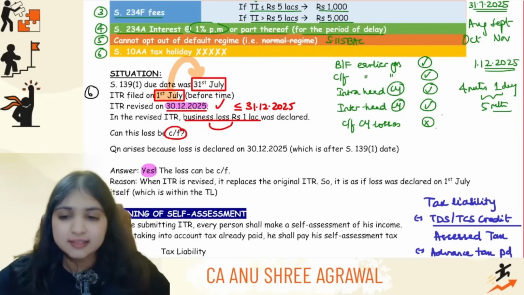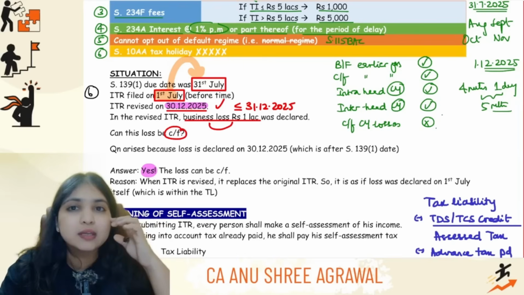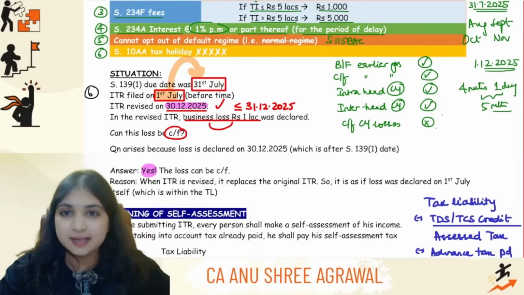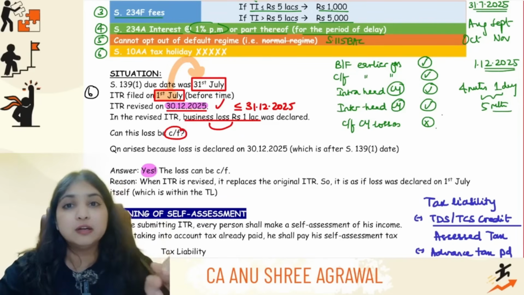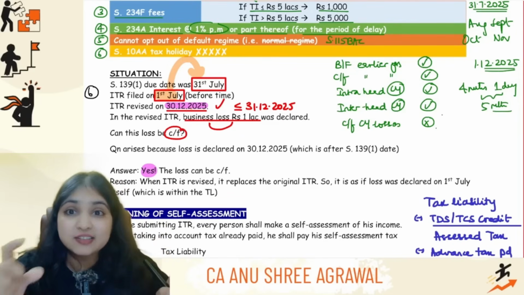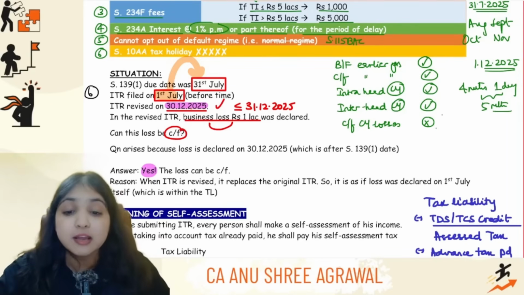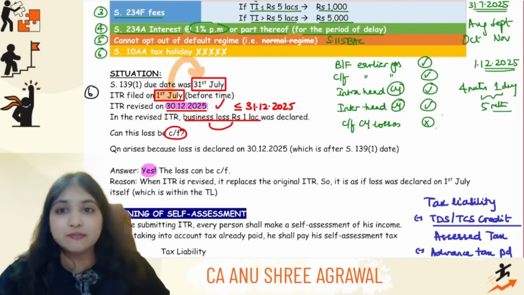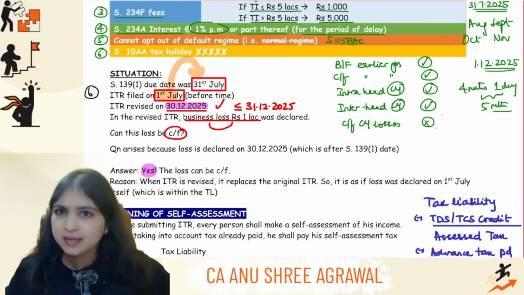So here in this situation, I just tried to combine two concepts. Concept number one is that you can carry forward current year losses only if you file ITR on time. If you file ITR late, you can't carry forward current year losses. And the second concept which I've combined over here is that once you file a revised return, the revised return replaces the original return. So it is as if you have declared losses on 1st July itself, in your original return itself. 1st July is within 139(1) date, it is within 31st July. So yes, I can carry forward the loss.